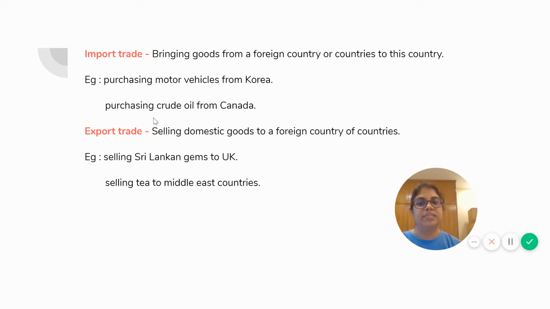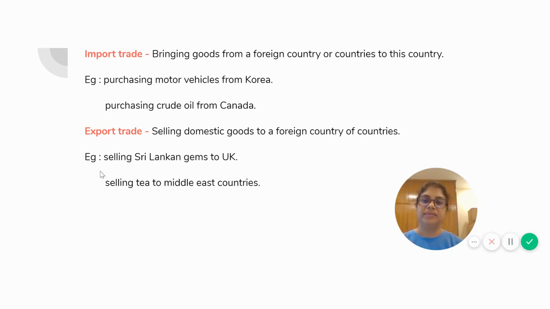Let's see what export trade is. That is quite the opposite of import trade: selling domestic goods to a foreign country or countries. So if we are in Sri Lanka, the Sri Lankan goods will be sent for selling purposes to other countries.